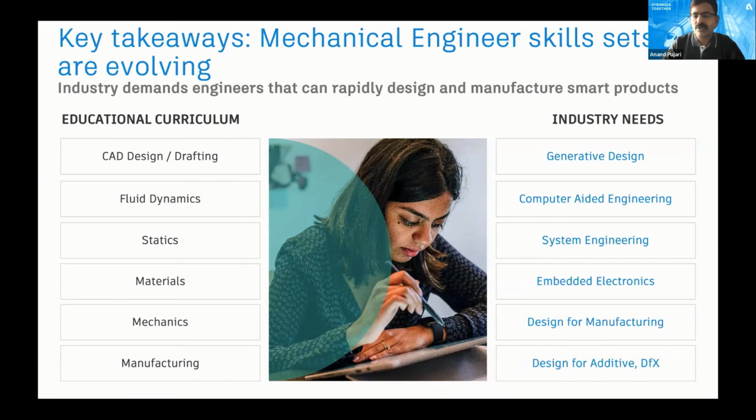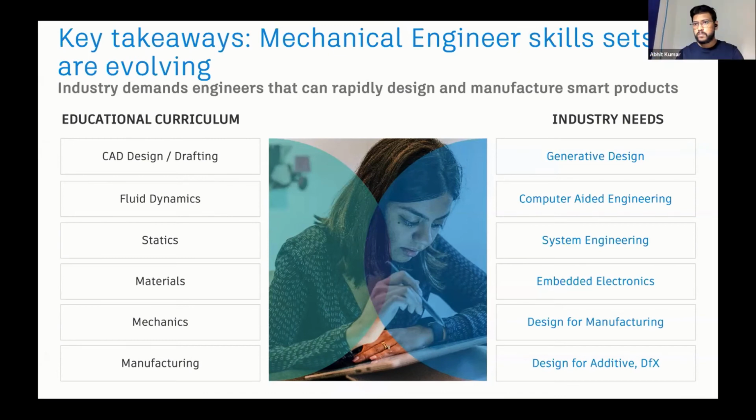But on the right-hand side is what the industry is expecting us to provide to students, so that when they're hired, the industry doesn't have to train them. At least with basic knowledge of advanced technologies like generative design, embedded electronics, design for manufacturing, or additive manufacturing. If they have a fair amount of knowledge of this, it becomes easy for industries to quickly adopt them and make them productive at an early stage. That's a big boon for the industry.